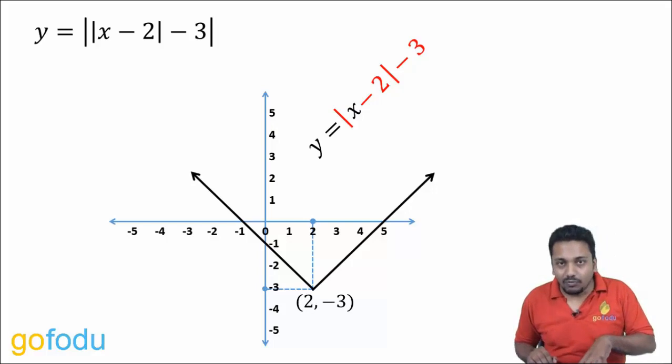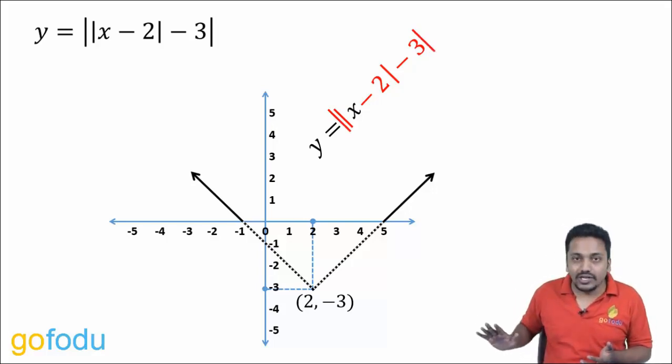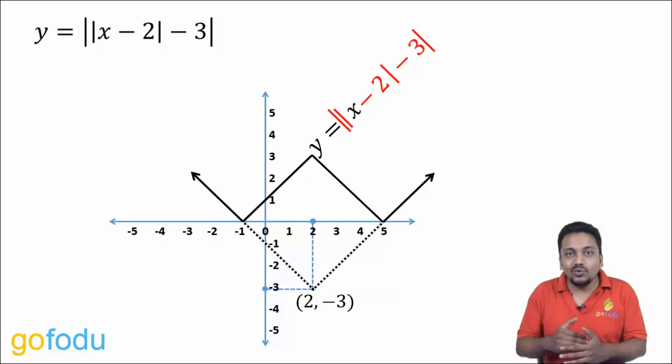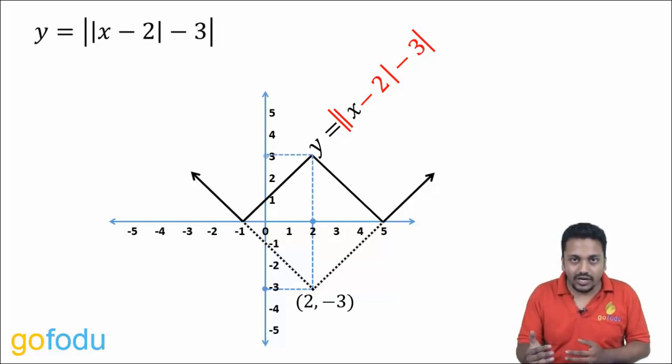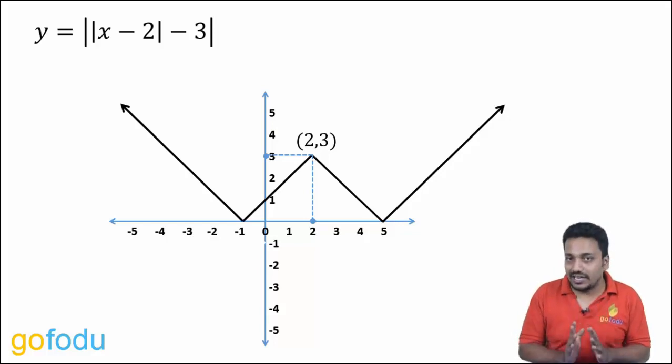Now we have to take mod of this whole graph. So this part which is on negative y-axis will flip upwards. Thus our minima will convert into local maxima with coordinate 2 comma 3. So this is our final graph.